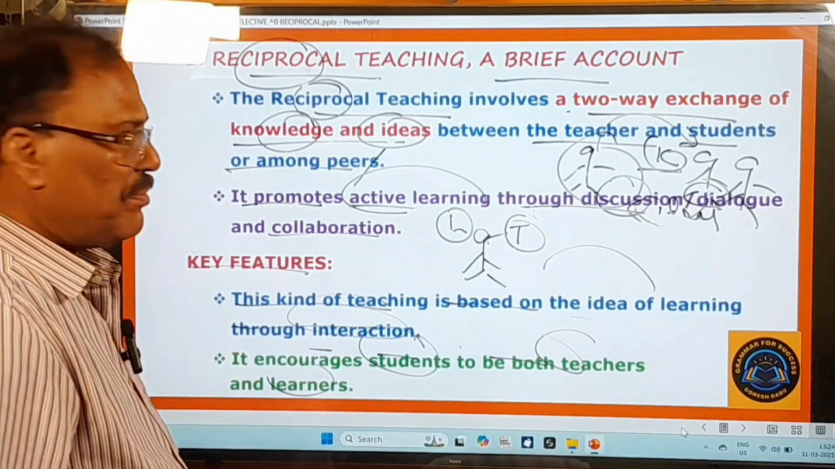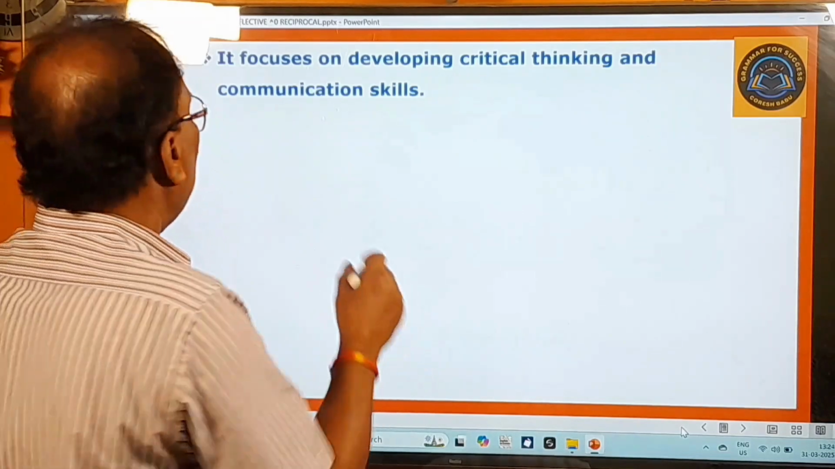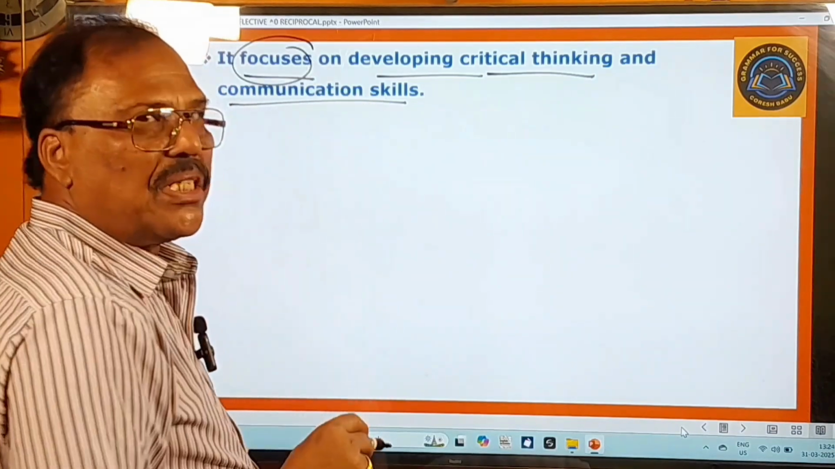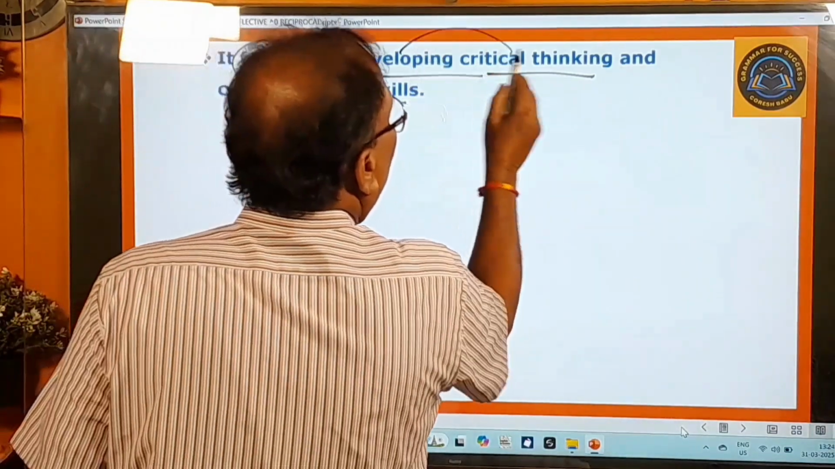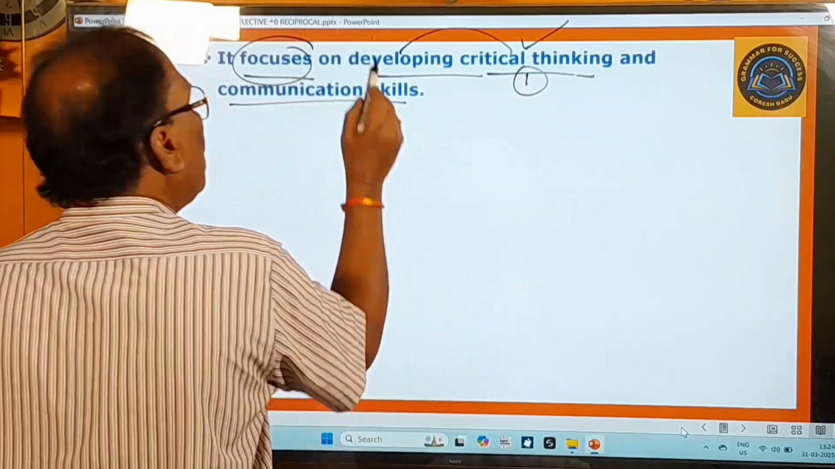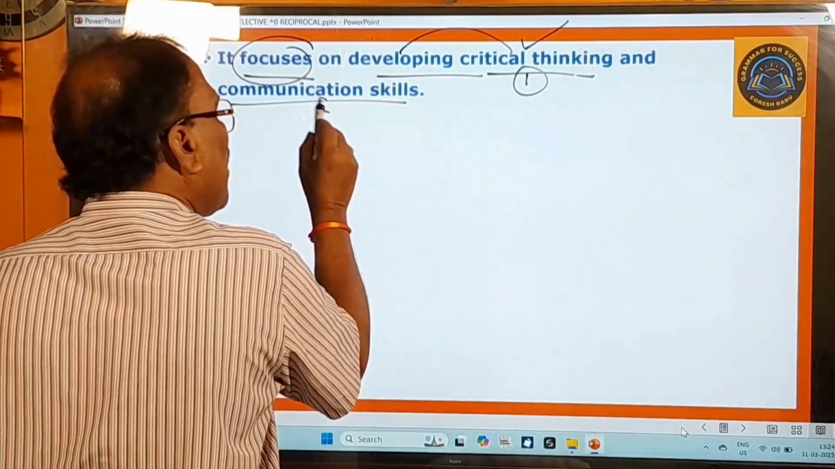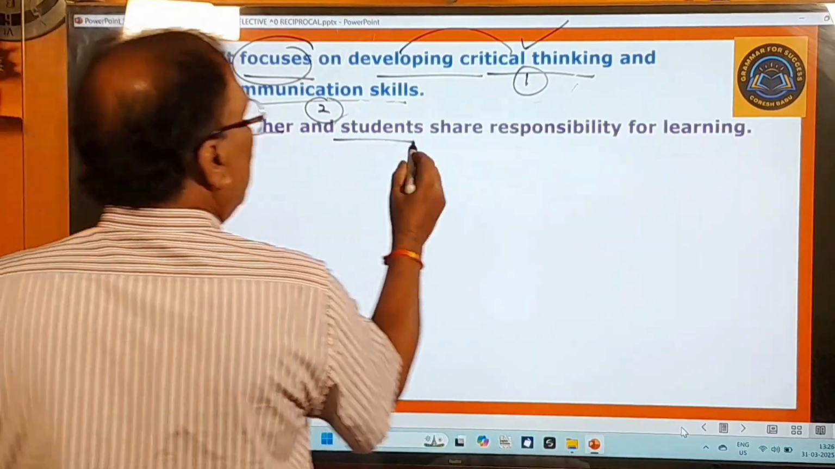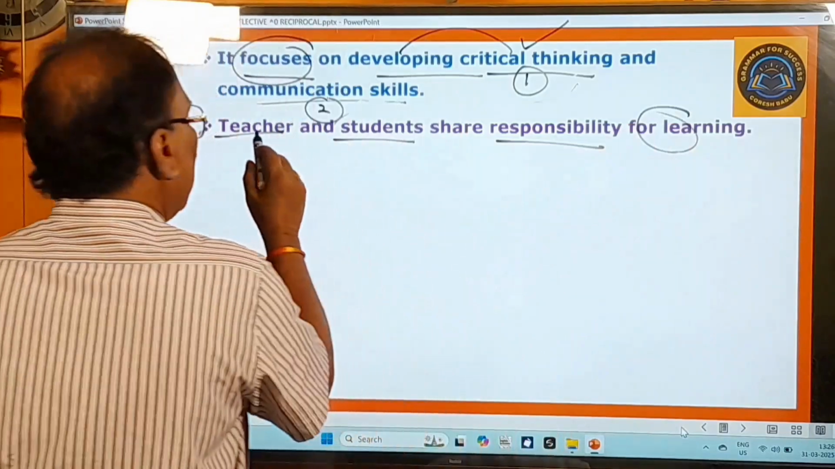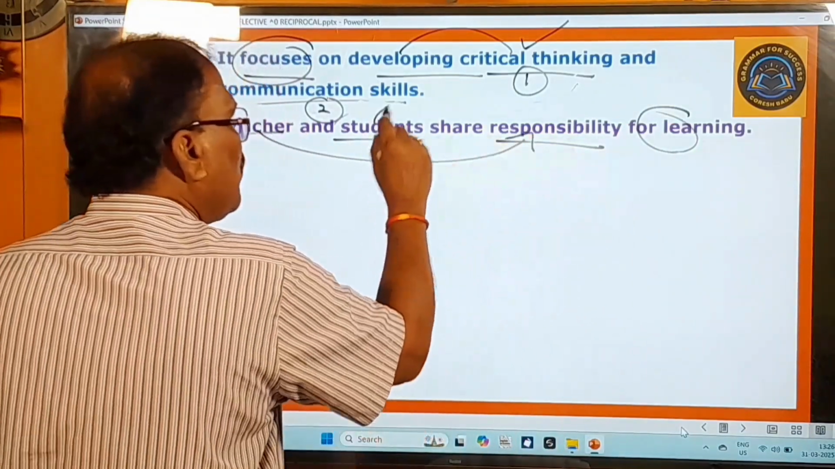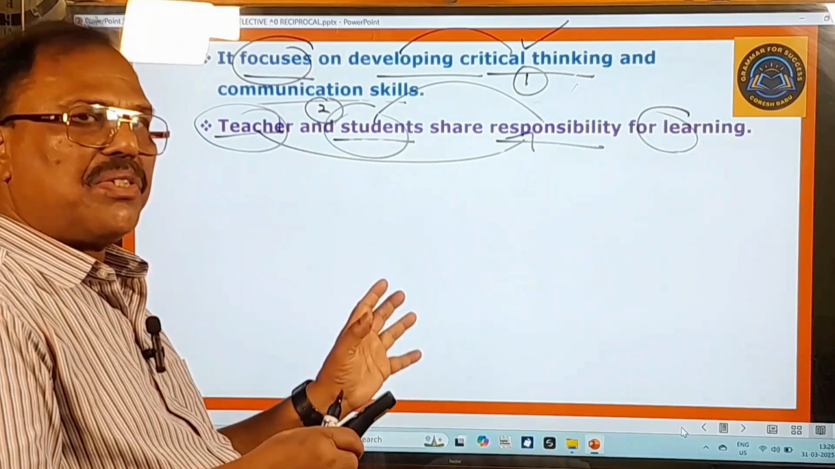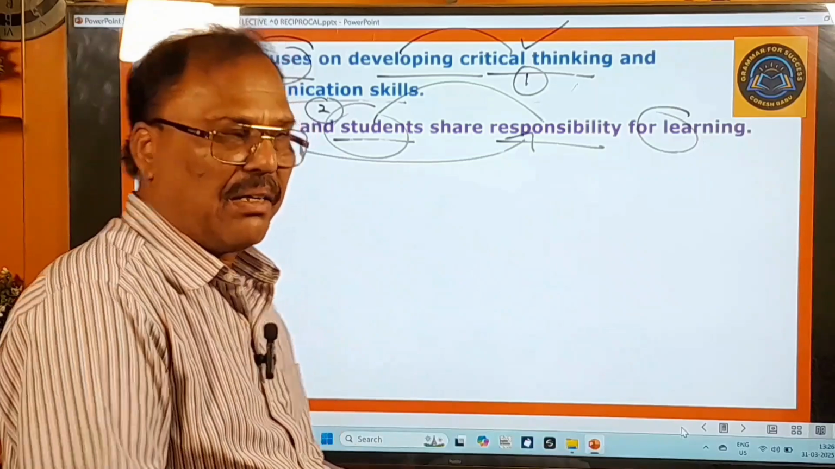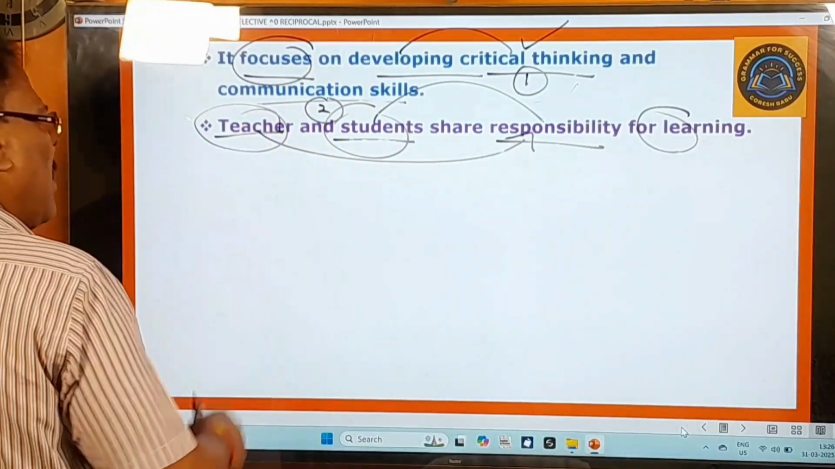Now you go to other things. Another feature of this reciprocal teaching is it focuses on developing critical thinking and communication skills. This reciprocal teaching will focus on developing critical thinking, that's the first thing, and it also aims at developing communication skills of the students. So this is another important feature of this reciprocal teaching. Teacher and students share responsibility for learning. So here the teachers take responsibility for teaching and the students will take responsibility for learning. So in this way, both the teachers and the students share responsibility for their entire learning. So this is another important feature of this teaching.